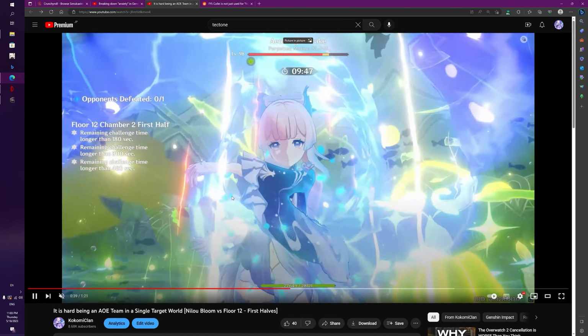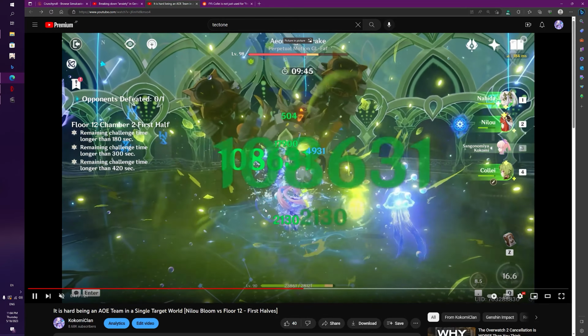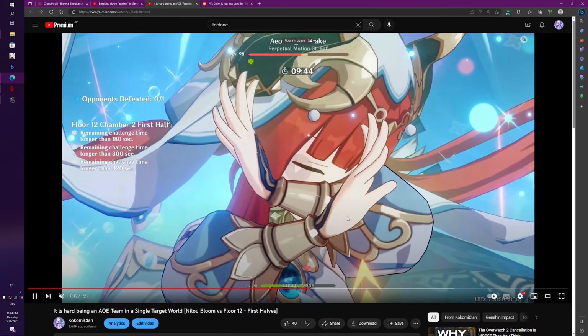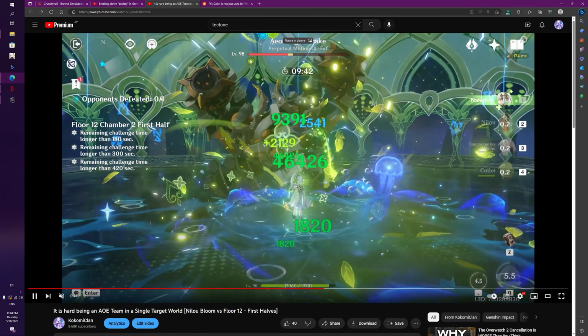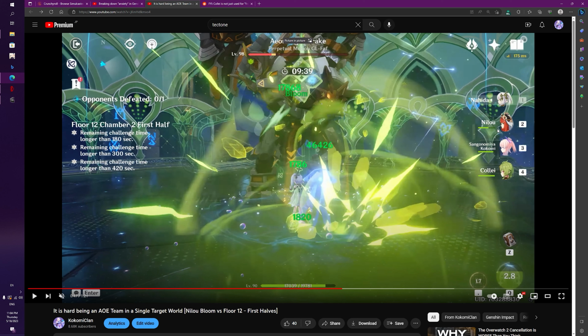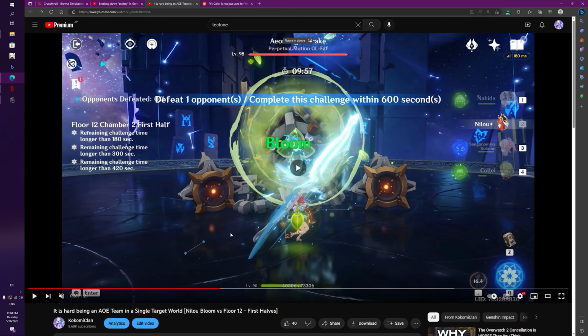And how do I keep that on him? Well, one of the things here you can see is that even though I've used Collei's burst already, I still have this aura. But where is this coming from? Because the combination here of Nilou and Kokomi's elemental burst would have easily overtaken what little Nahida can do. So this is something that I want you to notice again very carefully.